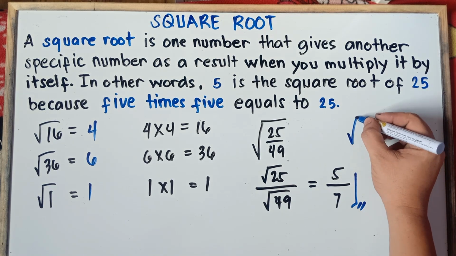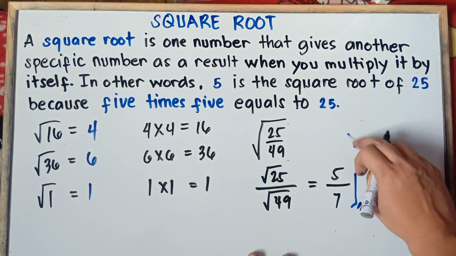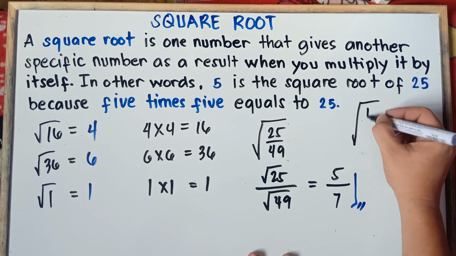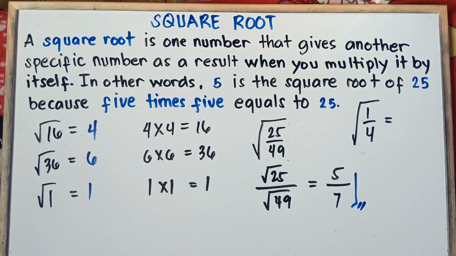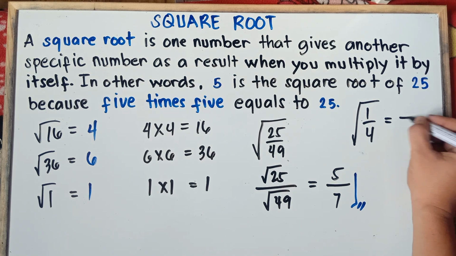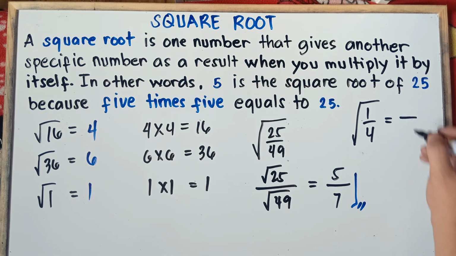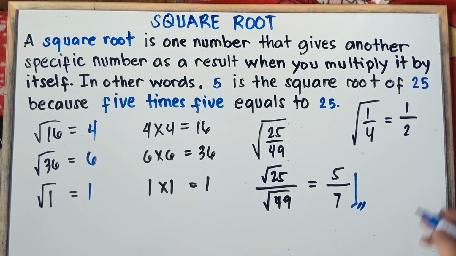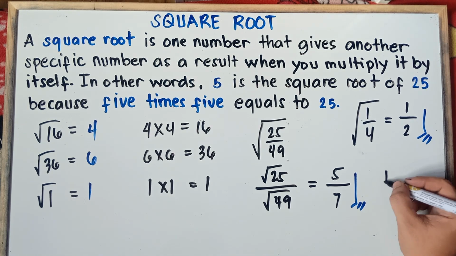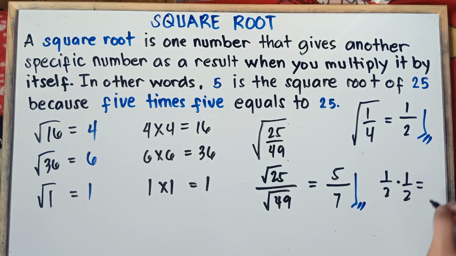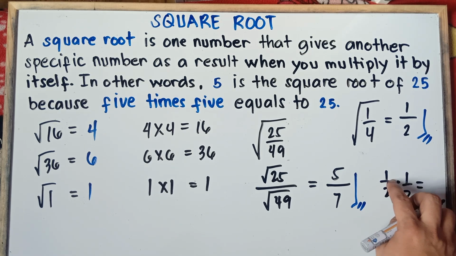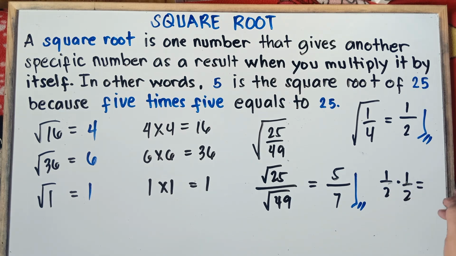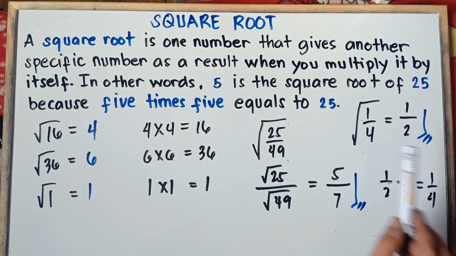What if I say the square root of 1 over 4? What's the answer, class? So what will be the square root of 1? That is 1. And the square root of 4, that is 2. So therefore, 1/2 will be our answer. Why is that, sir? Because if you multiply, class, 1/2 times 1/2, you will get 1/4. Multiplying fractions, 1 times 1 is 1, and then 2 times 2, that is 4. So therefore, the square root of 1/4 is 1/2.